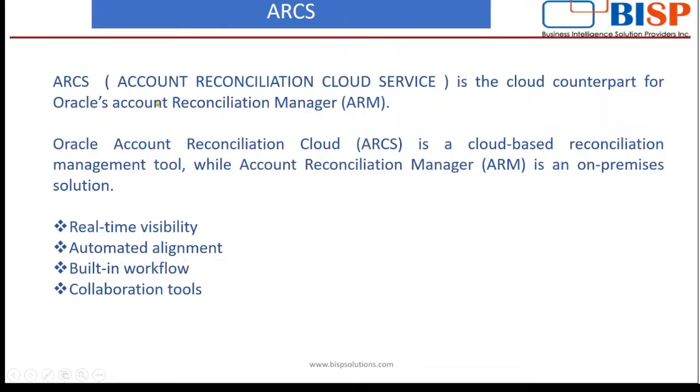Suppose you are doing the same thing in ARM, which is Account Reconciliation Manager. First of all, this is an on-premises solution. You need a huge infrastructure to manage this ARM. On the other hand, performing all these tasks in ARCS, which is a cloud service, you do not have to go for a big infrastructure. You just pay the subscription amount and get all these features. And the best thing is it's cloud based, so it won't take any storage or anything else.